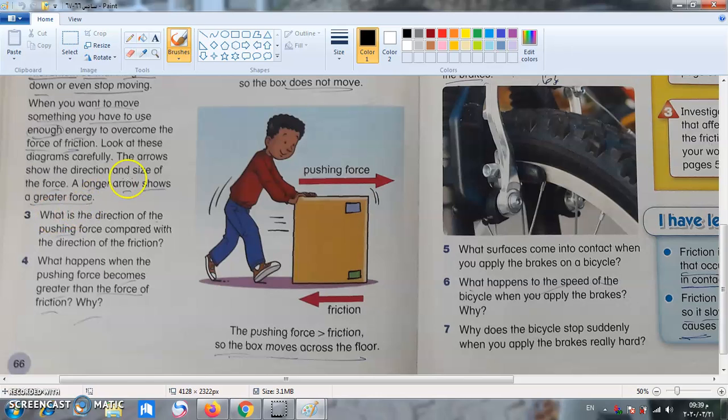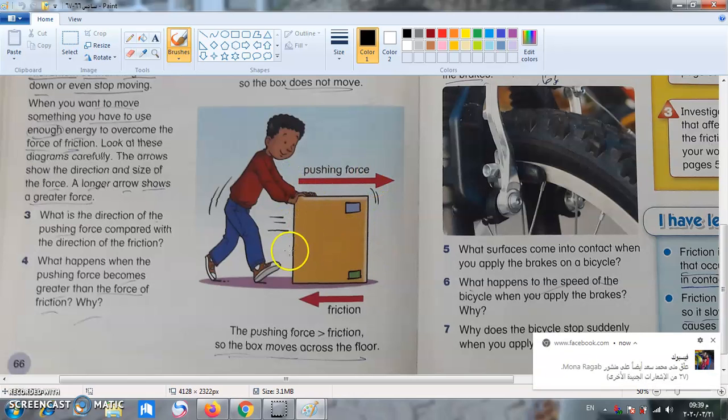For the questions, it says look at these diagrams carefully. The arrows show the direction and the size of the force. A longer arrow shows a greater force. So when we have a longer arrow, the pushing force is greater, okay? Question number 3: what is the direction of the pushing force compared with the direction of the friction? We said that they are opposite of each other, this one and that one. What happens when the pushing force becomes greater than the force of friction? We said that we can move the box.